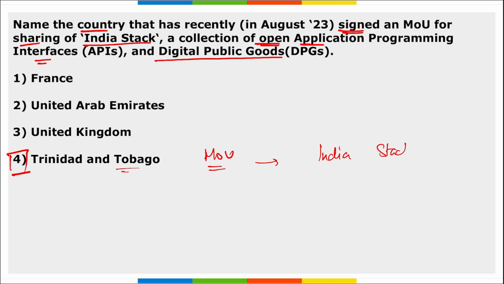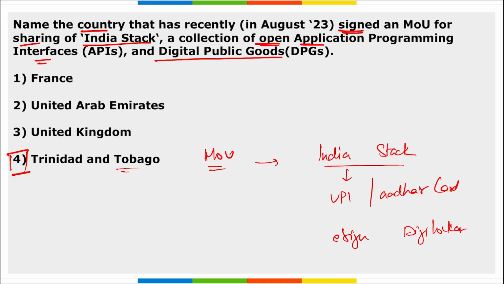Right? What does this India Stack comprise of? It comprises UPI, Aadhaar card, right? E-sign, then DigiLocker. These are some of the facilities, the online services provided by the government of India, and these services help to tackle the large population of India. Correct?